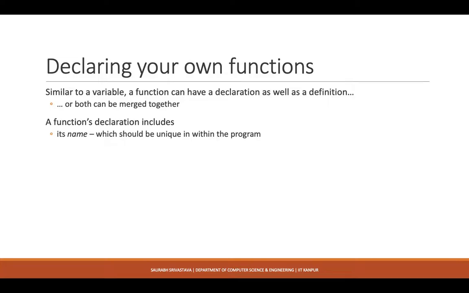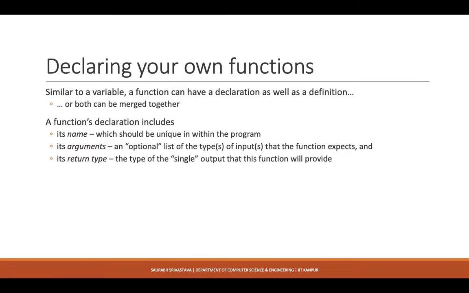A function's declaration includes its name, so you have to give a name to the function, and it should be unique within your program. You cannot have two functions with the same name. You should ideally provide a list of the arguments that this function accepts. What arguments really mean is that these are the inputs that this function expects, and then you also need to provide a return type. Basically this is the output, a single output, by the way. So you can have multiple inputs, but the output can only be single.